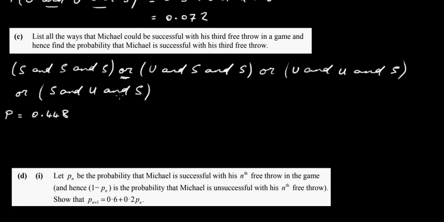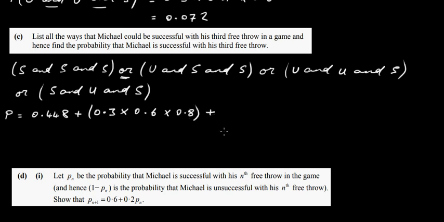Here, the word "or" means we're going to have to add our probabilities. So being unsuccessful, successful and successful, so what's that going to be? Well, to be unsuccessful in the first shot is going to be 0.3. Got to multiply that. If he was unsuccessful, the probability that he's going to be successful then is 0.6. We were given that in the question. If he was successful here, the probability that he's going to be successful again, we were given that in the first part of the question, is just 0.8.